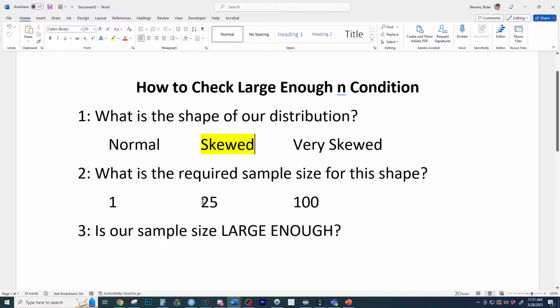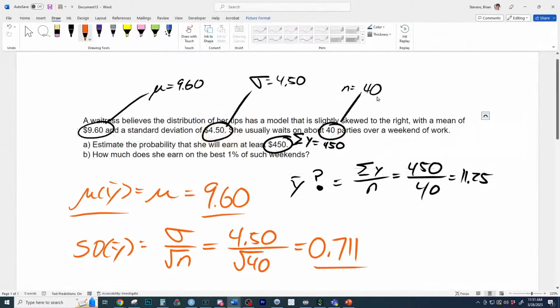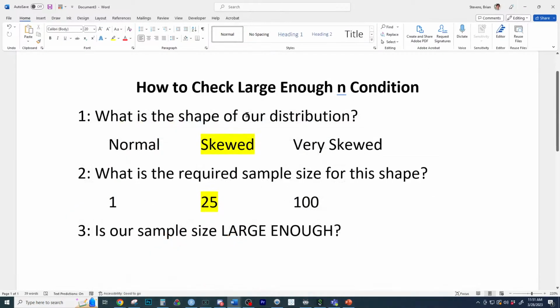So our sample size of 40 is greater than 25, so our sample size is large enough. We had to look at our n, which was our sample size, and see that the sample size of 40 right here, since it's skewed to the right, the first step is to check the shape. And since the shape is skewed, we need a sample size of at least 25, and 40 is greater than 25, so we're good. If we were to write this out on the bottom, we'd write 40 greater than 25, technically greater or equal.